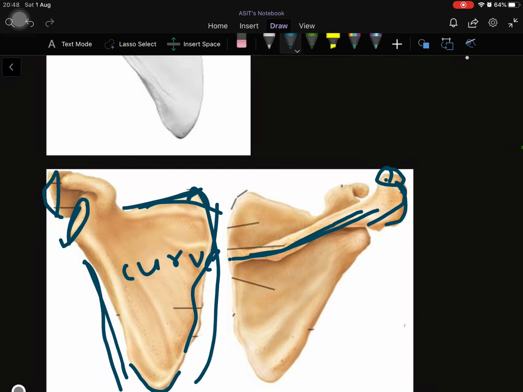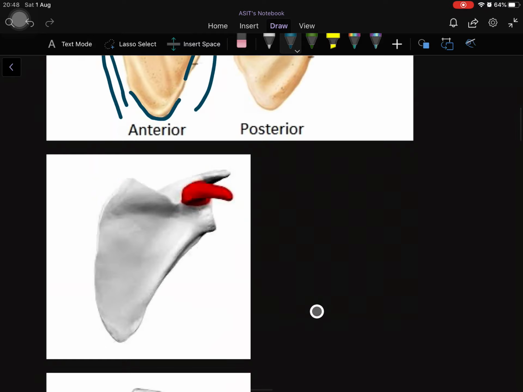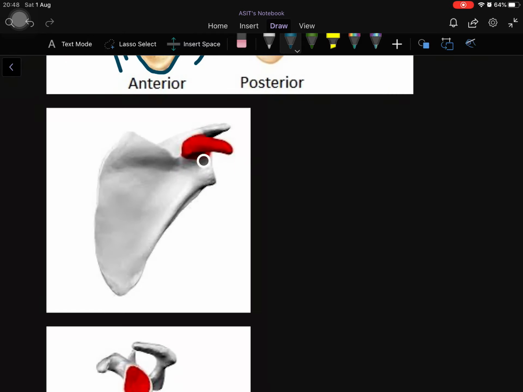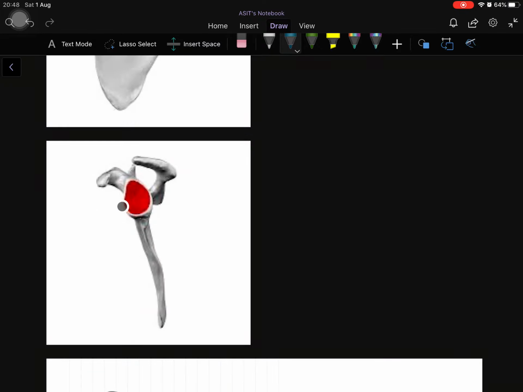You can call it glenoid. You can just call it anatomically, properly correct, glenoid fossa. Okay, this is the whole scapula. Here I will show you. This is the coracoid process. This is the proper image of the glenoid cavity.